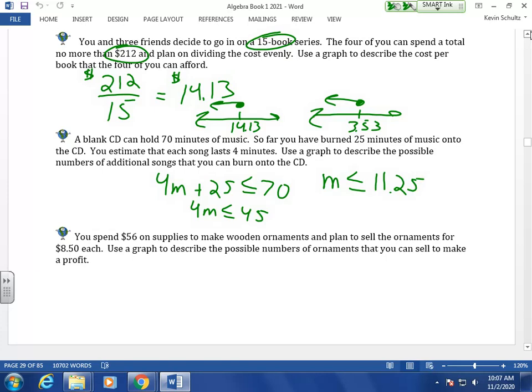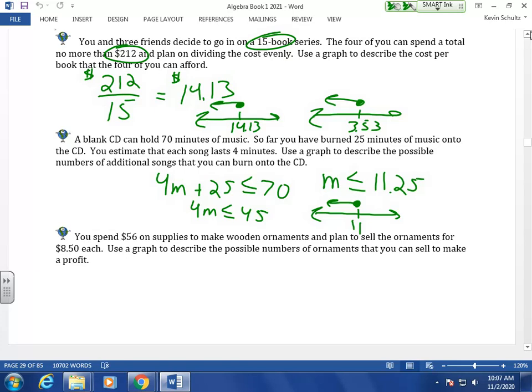Which means that we can put 11.25 songs or less on the CD. Does that make sense? Putting 11.25 songs on a CD? No, you can't put 0.25 of a song, right? Doesn't work that way. So when you made your graph here, what number did you use as your solution number? Will? 11. Because that 0.25 doesn't make any sense for the context of the question, because you can't put a fourth of a song on. And so it's 11 songs or less. Okay.